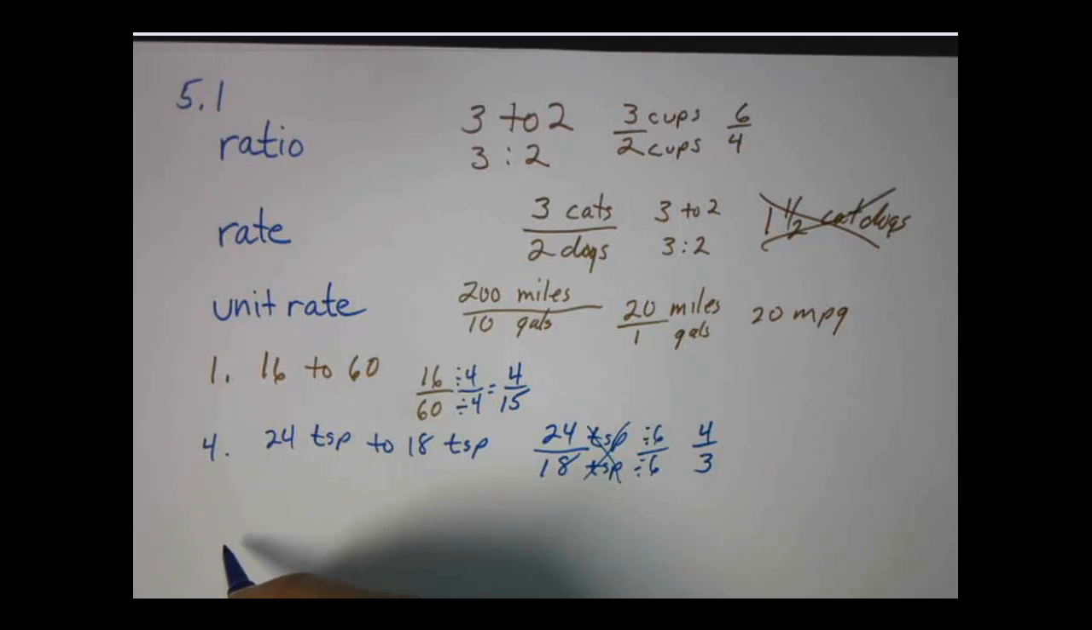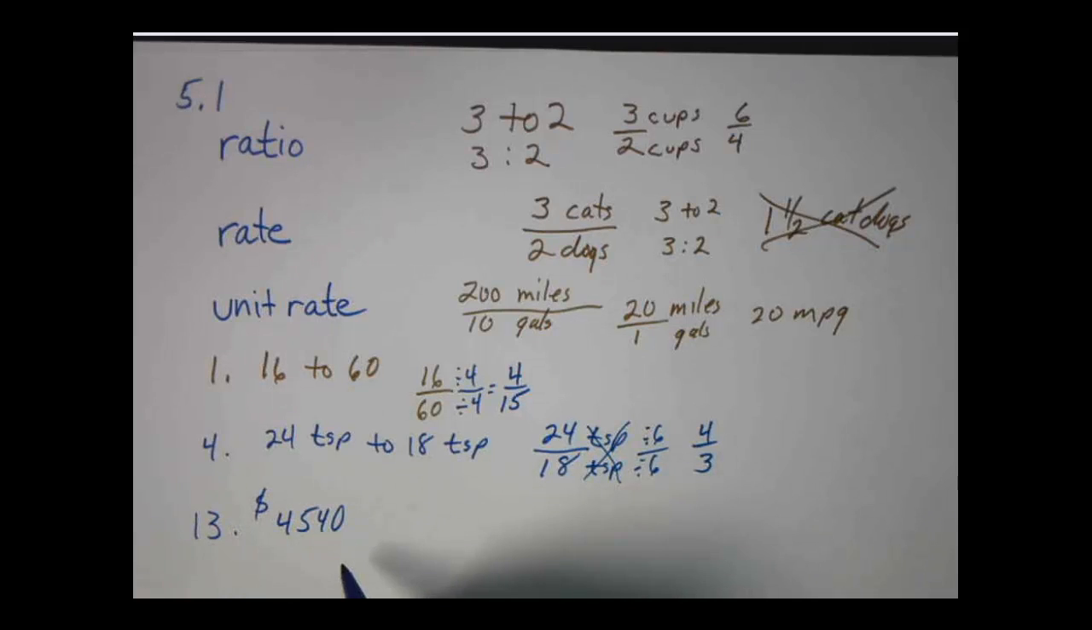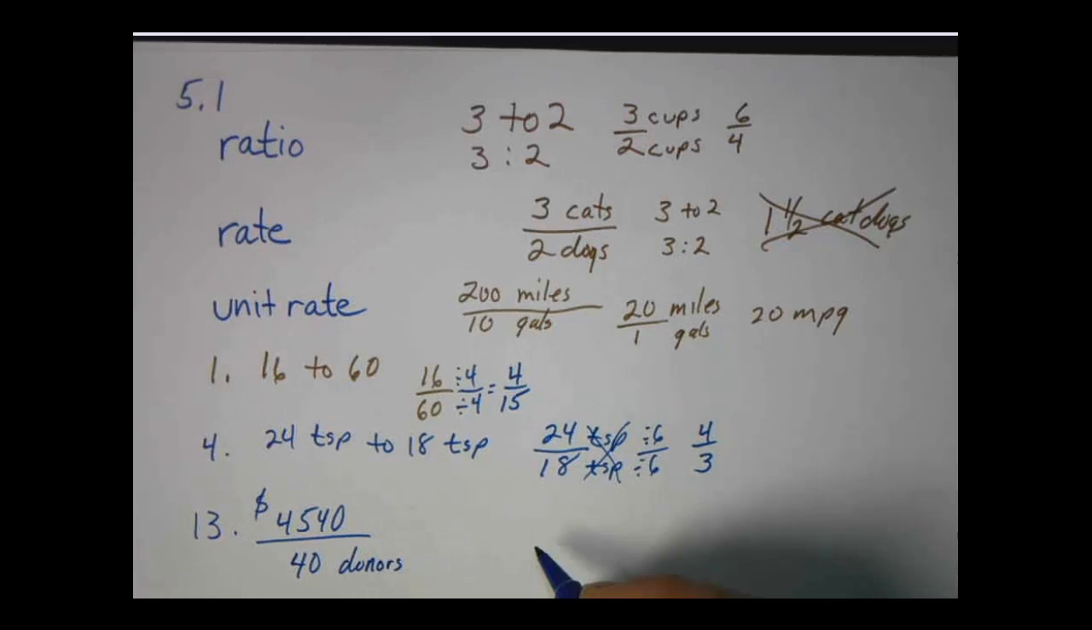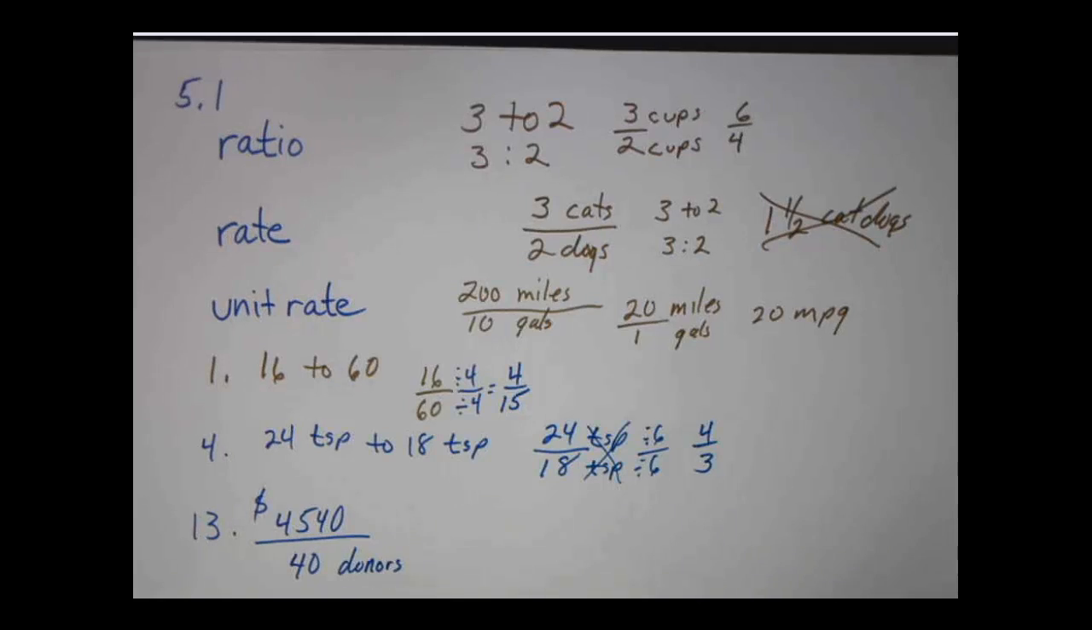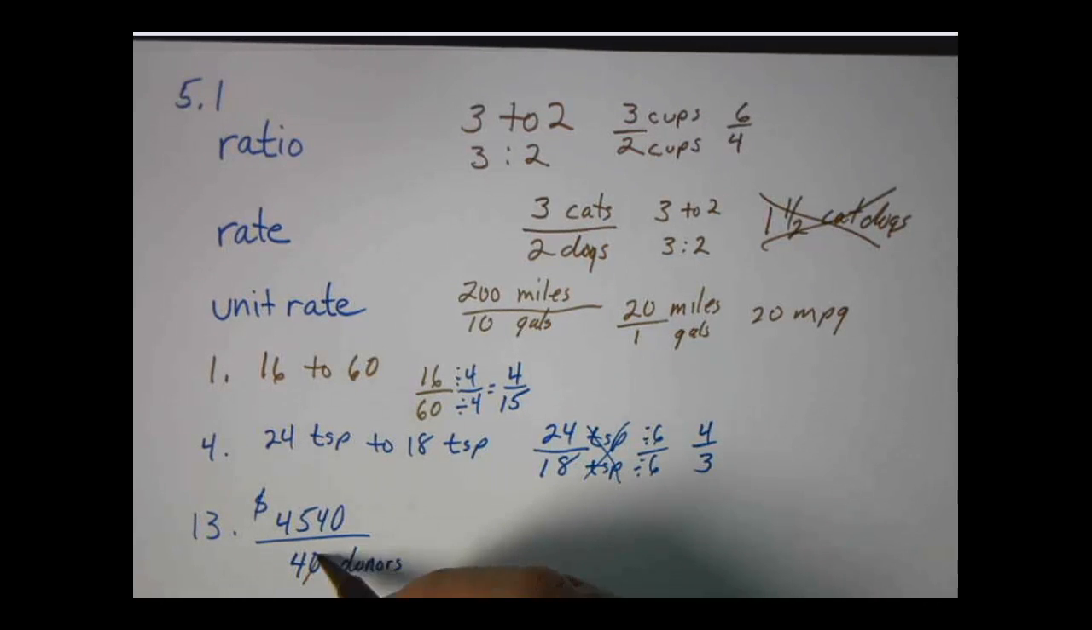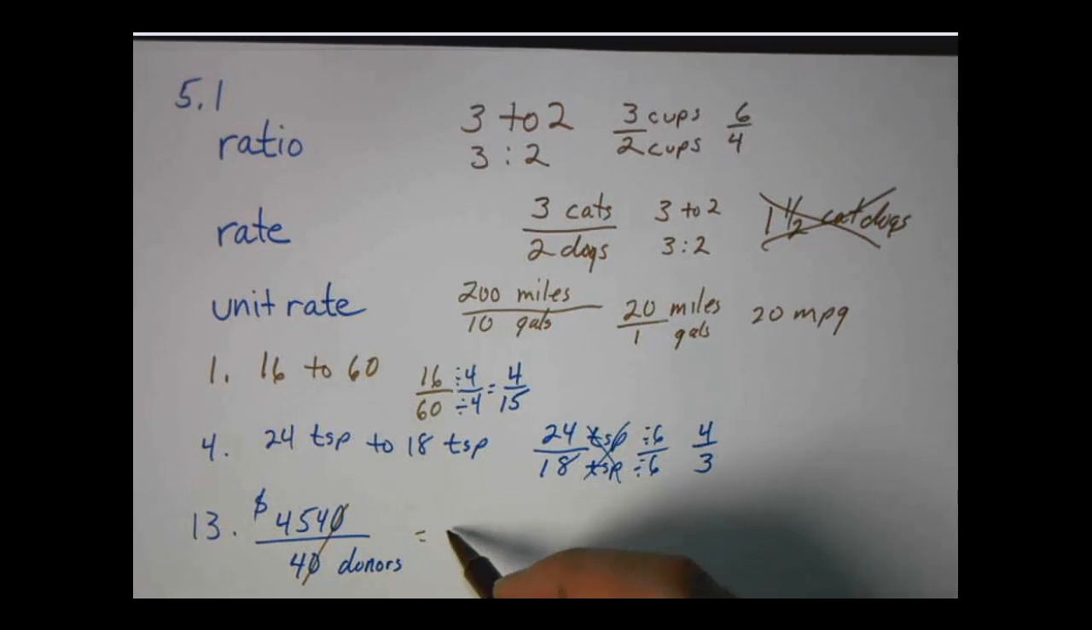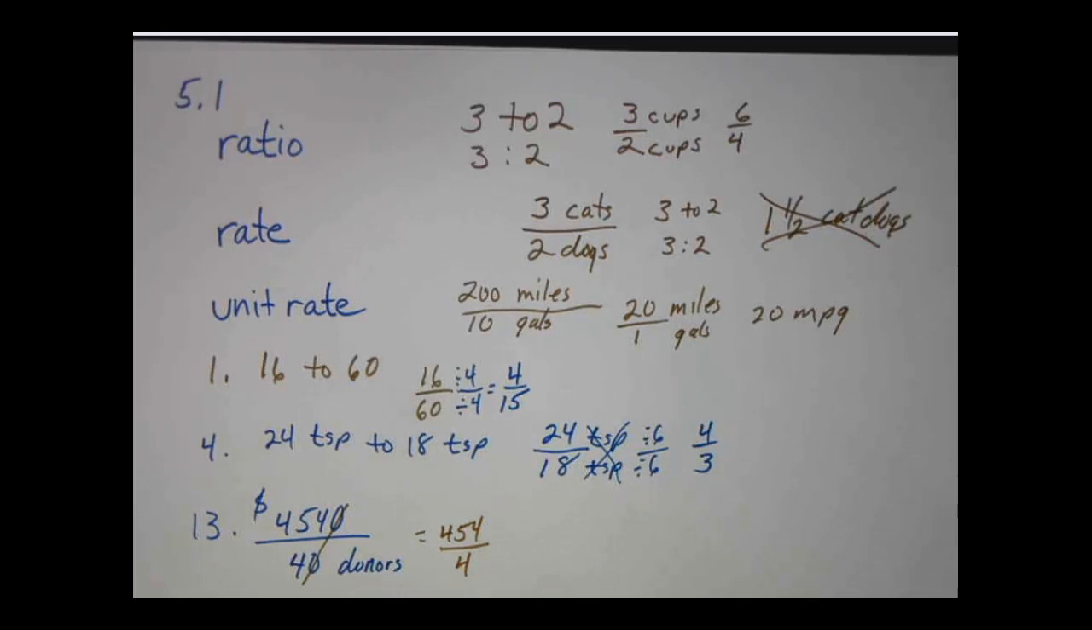So on number 13, I have $4,540, and they're talking about donors. So 40 donors. So I have dollars to donors. Okay. Well, first off, I know when I'm reducing, they both end in 0, so I can divide that by 10, correct? So those are just going to basically cancel. So my first reduction here is 454 to 4.